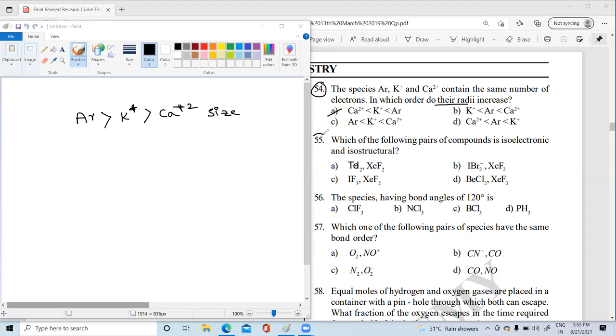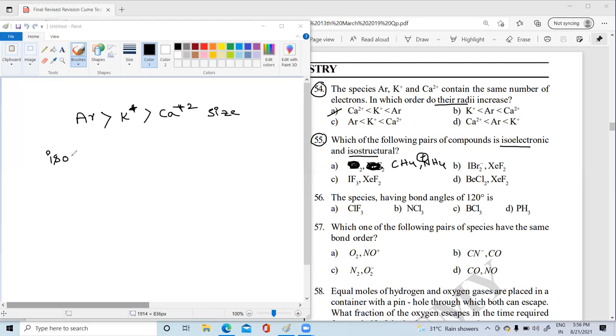The next question number 55, students. Question number 55 has also been changed here, so these are not the options they have given in the question for you. CH4, NH4 plus they have given in the question. Okay, right. So which of the following pairs of compounds are isoelectronic as well as isostructural?